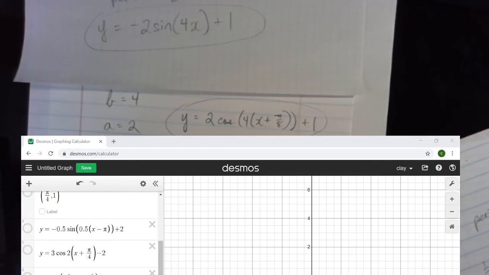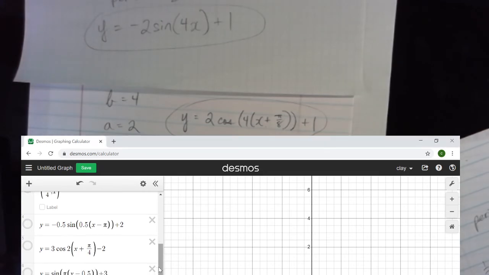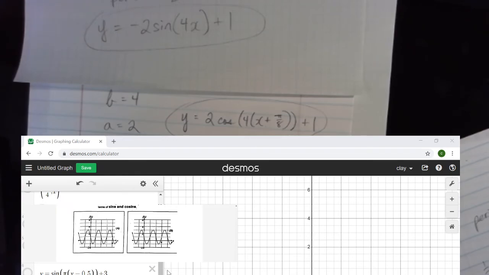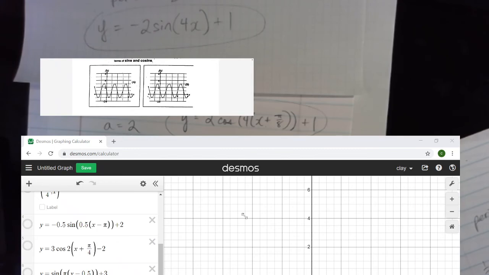Let's go back to Desmos. In Desmos, we typed them as minus 2 sine 4x plus 1, and 4, yeah, looks good. Now let's look at the graph again that they gave us. So the graph that they gave us, where are you, other window capture, there you are. Let's just make this a little bigger for a sec.